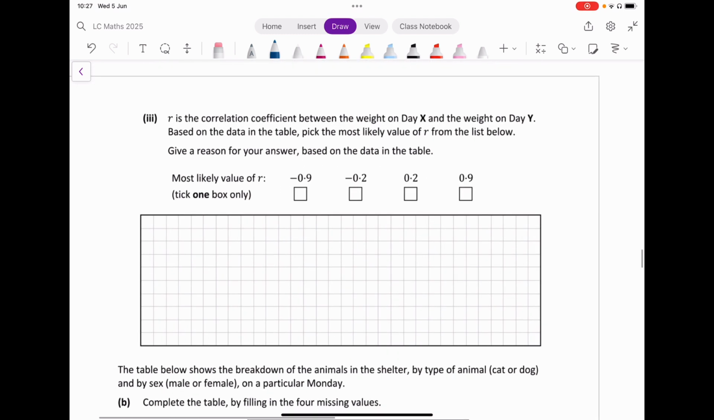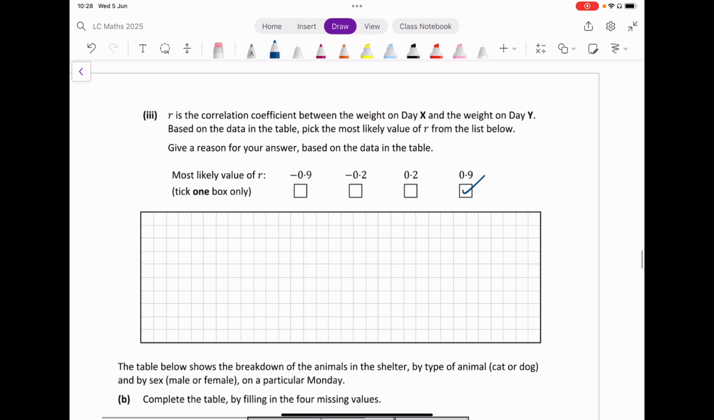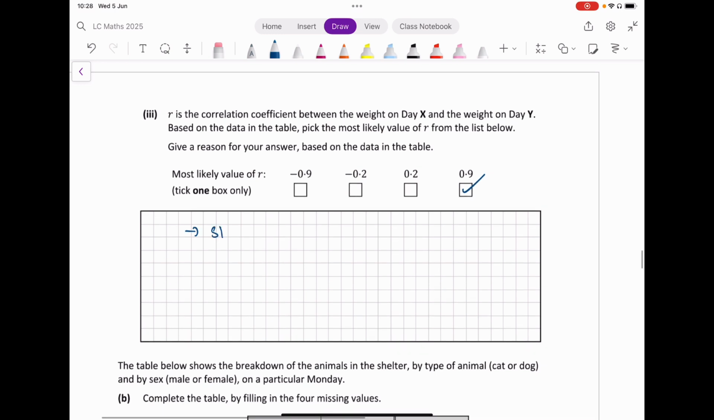The next one says, r is the correlation coefficient between the weight on day X and day Y. Based on the data in the table, pick the most likely. Our dogs are increasing in weight, which means that it has to be a positive number. And the closer that number is to 1, the closer the data is going to be together. So this here would more than likely be what our correlation coefficient is going to be. And you can give a number of reasons for that. You could say that it's a strong positive linear relationship.